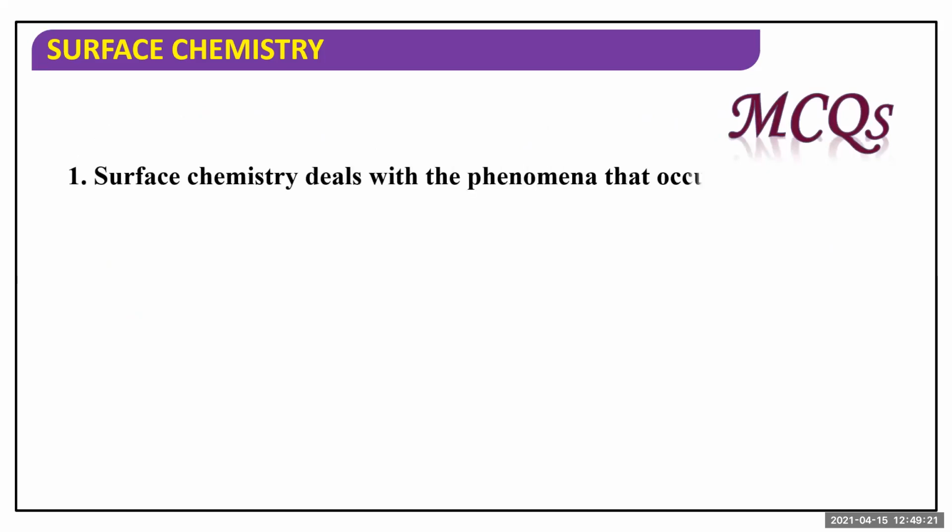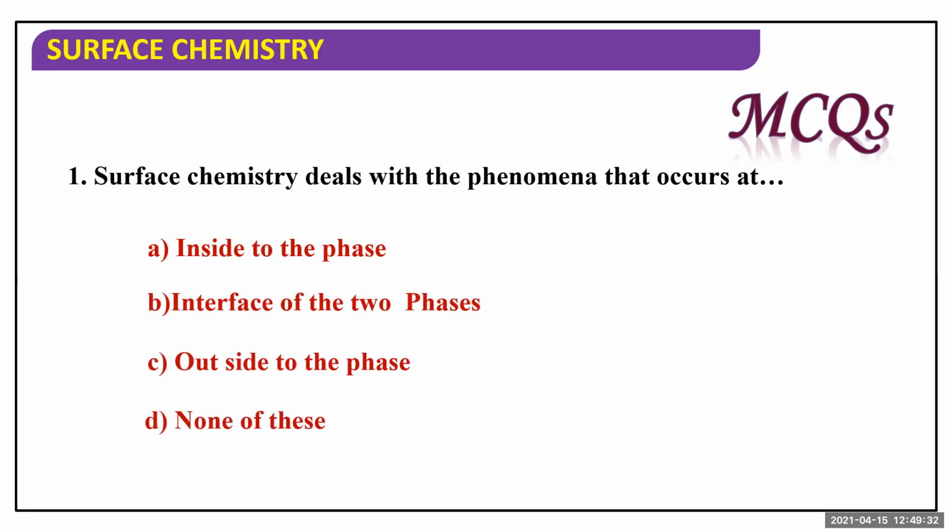So surface chemistry deals with the phenomena that occur at the interface of two phases. That is the answer: the interface of the two phases.